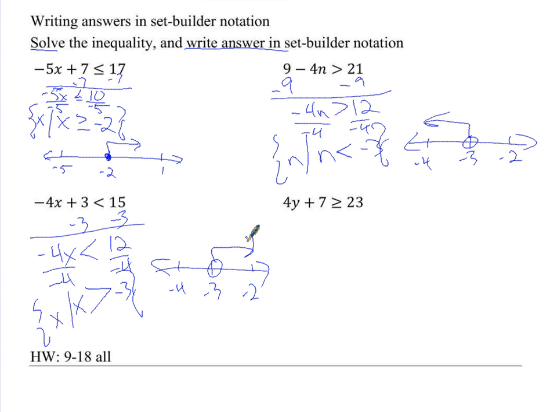And the last one, what do we do? Subtract 7. 4y is greater than or equal to 16. Divide both sides by 4, and we get y greater than or equal to 4. We did not flip the symbol that time because we did not divide by a negative. So that is ready for set builder notation.